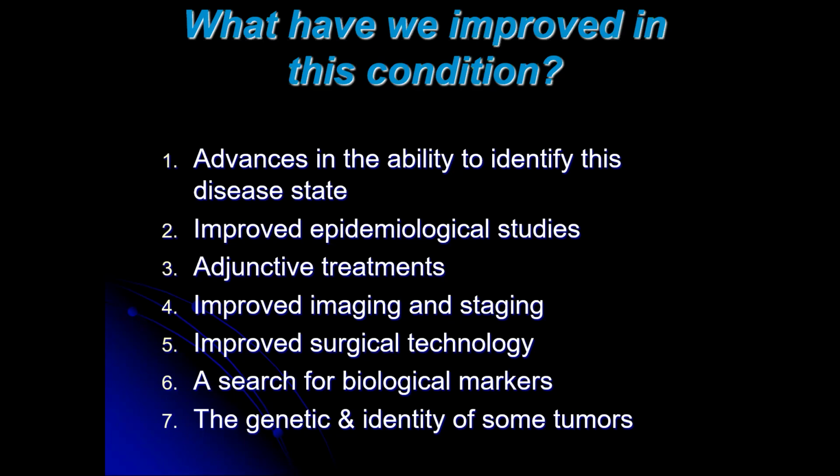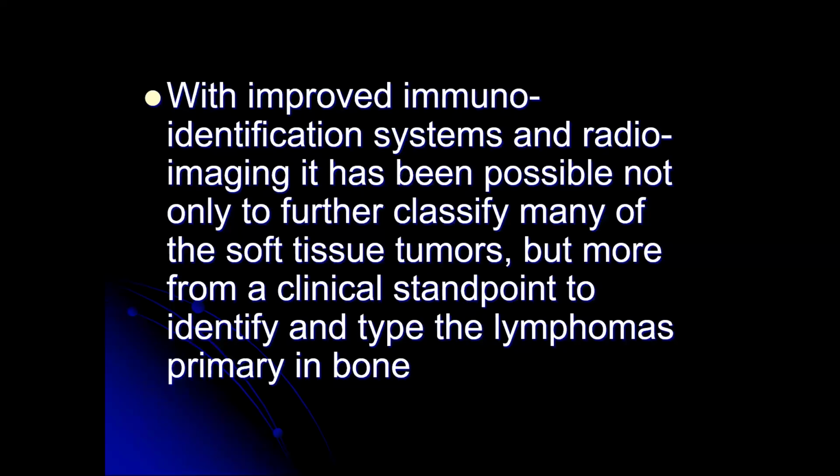In addition, we are always after biological markers. This is the pathologist. Thanks to the pathologist who really attempts to help us arrive at the diagnosis. The genetic identity of some tumors is very important to distinguish malignant from benign and how aggressively we're going to treat the patient or not. So be very careful about this. With improved immunoidentification systems and radio imaging, it has been possible not only to further classify many of the soft tissue tumors, but more from a clinical standpoint to identify and type the lymphomas primary in bone.